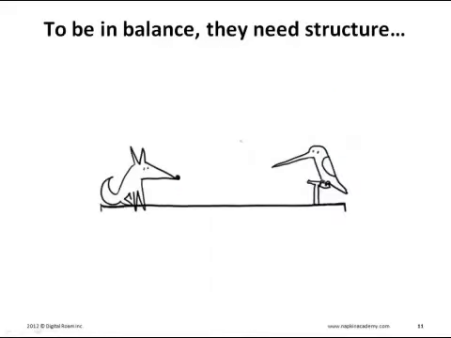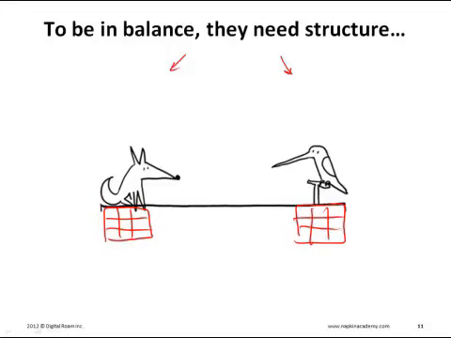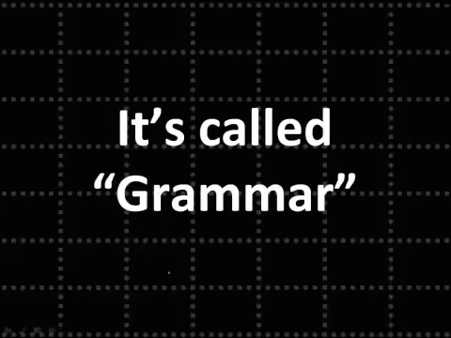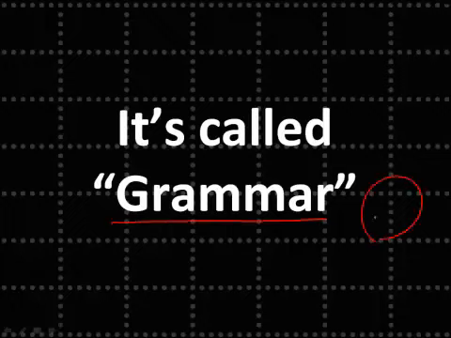Because we really do need these two halves of our mind to be in balance. But in order to be in balance, they both need some kind of structure to sit on. Something that allows them to have some rules and some structure. Well, the fact is our fox, our verbal mind, has tons and tons of structure. And we call that structure grammar. And this is what we spent years and years learning back when we were in school. It's a terrible word. It's a word that the moment most of us hear it, we start to say, the last thing I want to talk about is grammar.